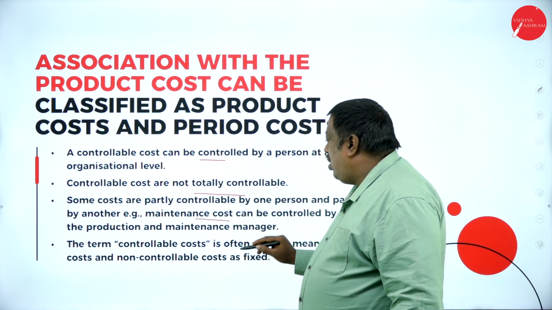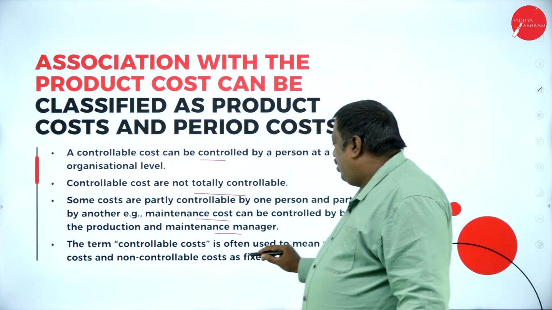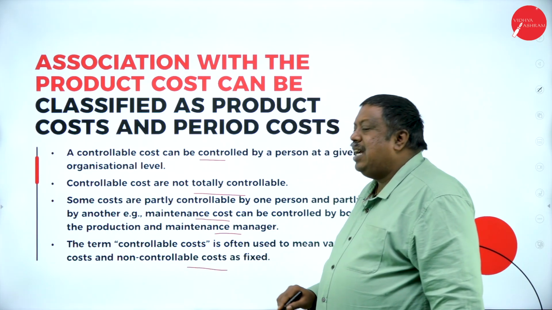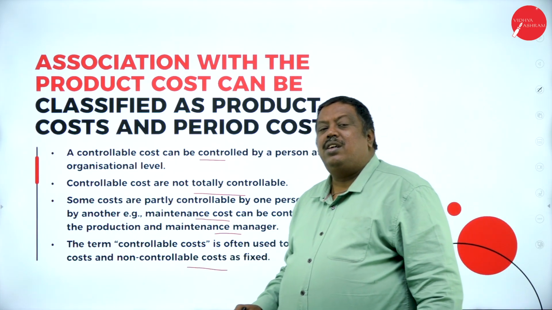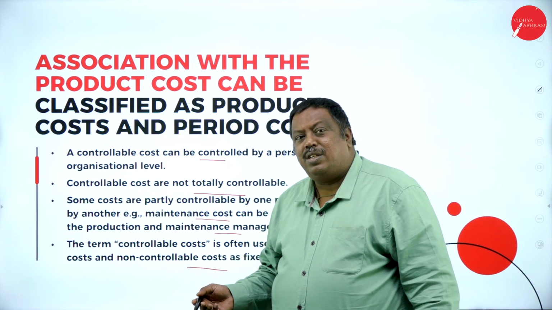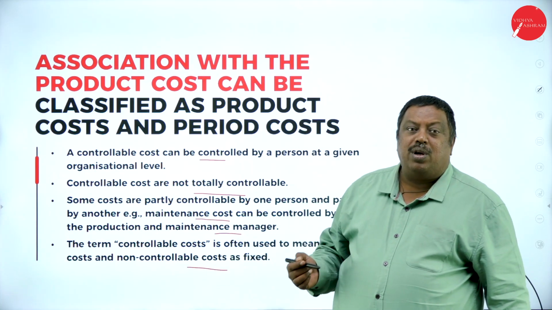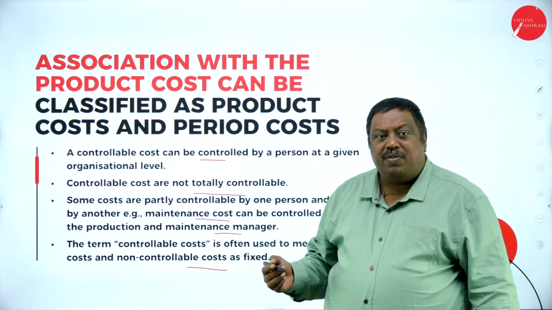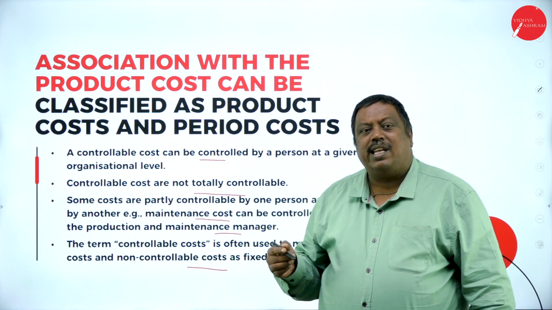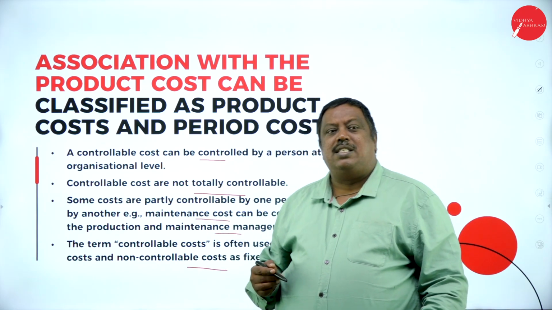Example, maintenance cost, maintained by the manager. Controllable cost is often used to mean variable cost, and non-controllable costs are treated as fixed. So here controllable and non-controllable is nothing but the variable and fixed concept. Certain things can be controlled with proper supervision, or otherwise they cannot be identified properly and controlled by the business people.